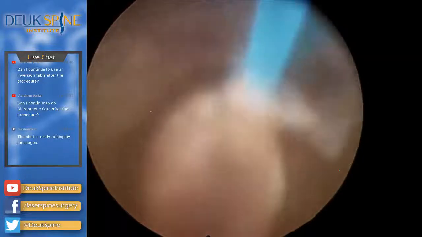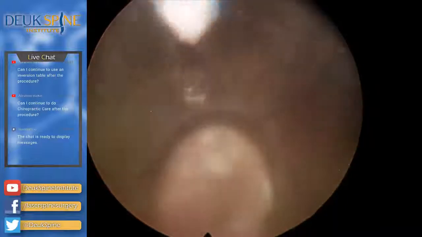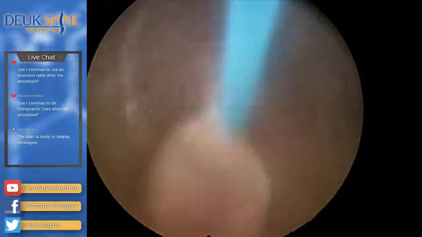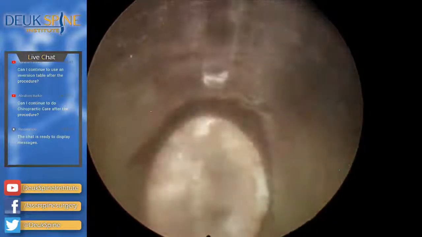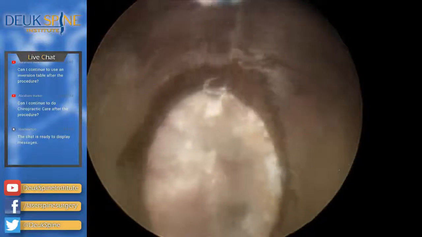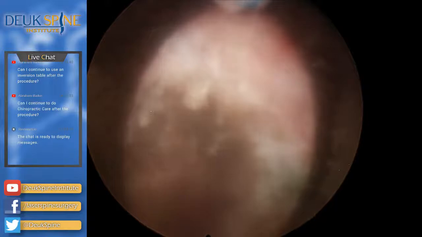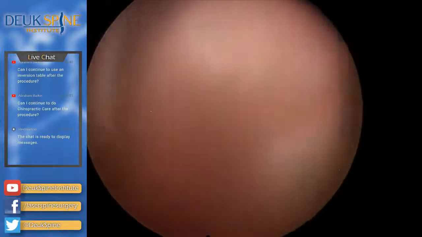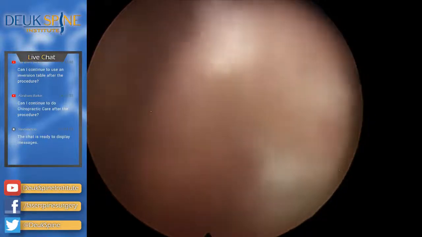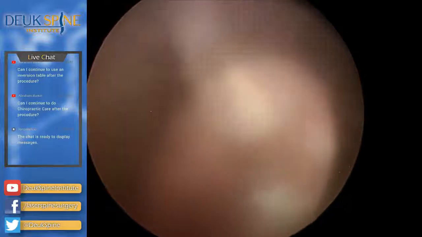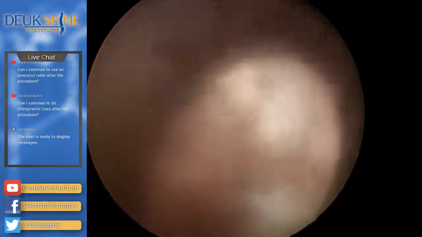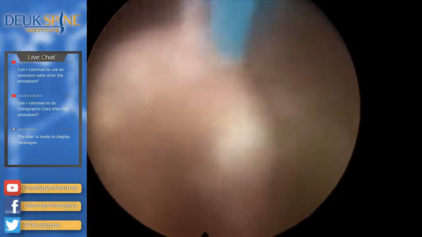The oozing is just from the end plates. I told you we'd see that. Anytime you have a totally collapsed disc that's inflamed, the end plates get red and inflamed. They'll ooze a little bit of blood. But this is what we're really after right here. This is the back of the annulus. It's where the tear is, and it's the source of her back pain. Zapping it away is going to get rid of that pain.